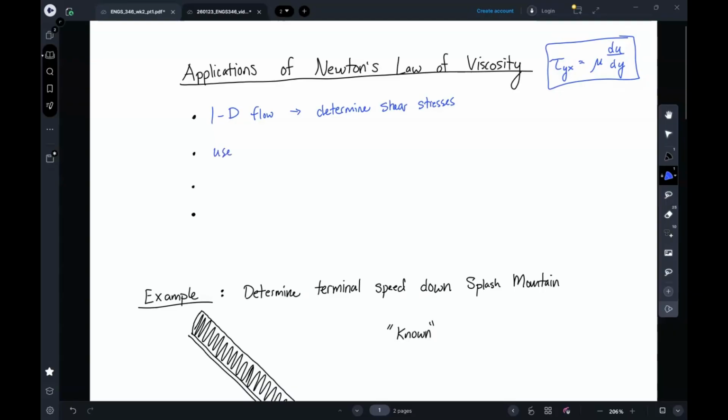It's useful for thin layers of fluid. That's what we'll do in this example problem here. We can determine and understand fluid friction. Right? So fluids are going to resist motion. That's what their viscosity does. And we can understand the friction in fluids, how they resist that motion using Newton's law of viscosity.